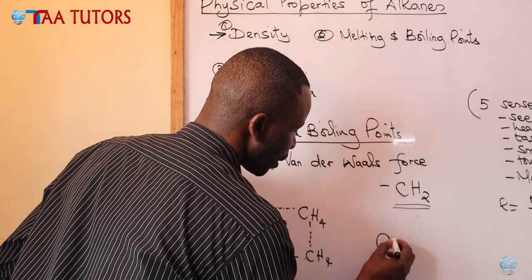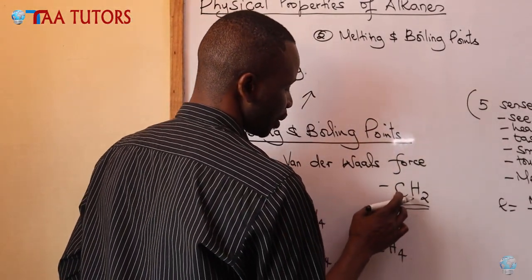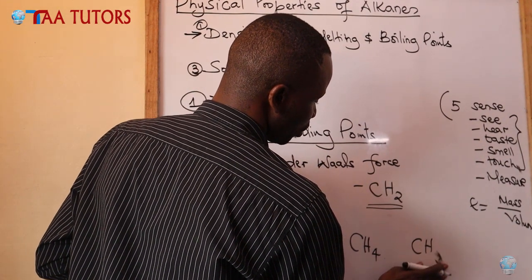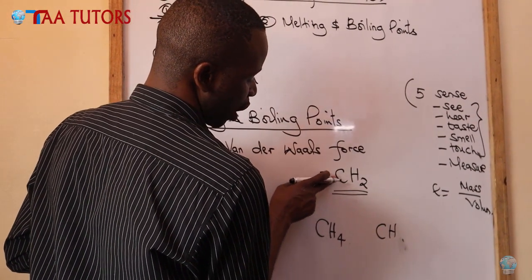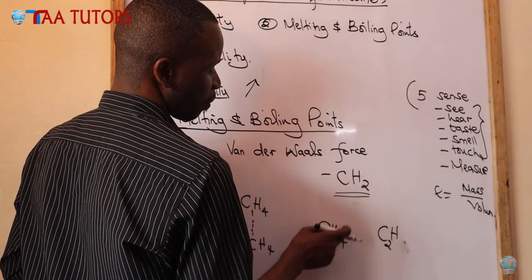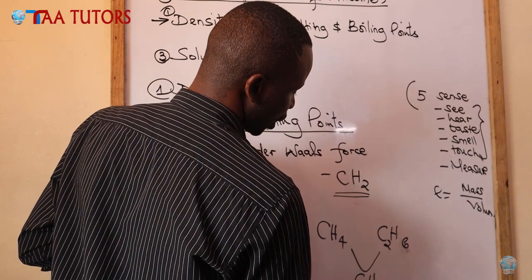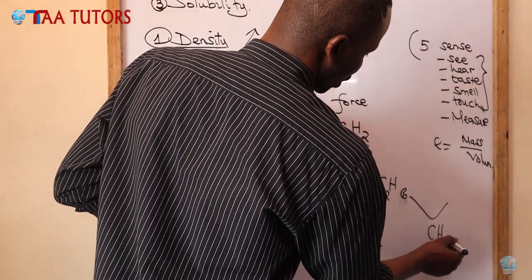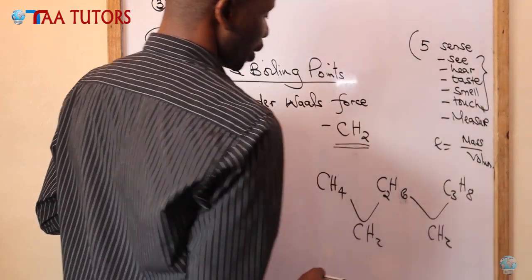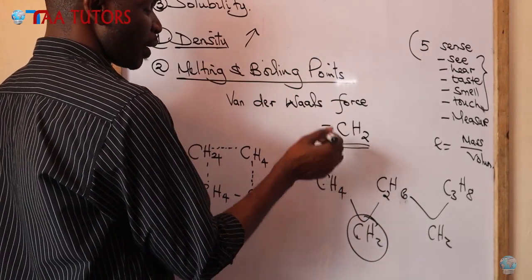For example, methane is number 1 with CH4. If I want to get ethane, C will now be 2 if I add CH2. So it will be C2 now, because this is C plus C, 2, and 4 plus 2 is 6, giving C2H6. If I want to get the next one, I simply again add CH2, so this is C3H8.